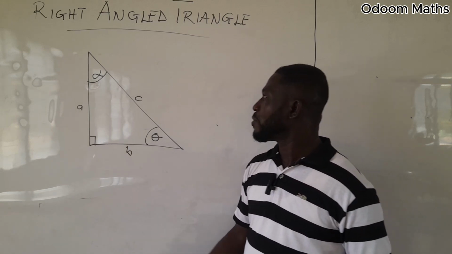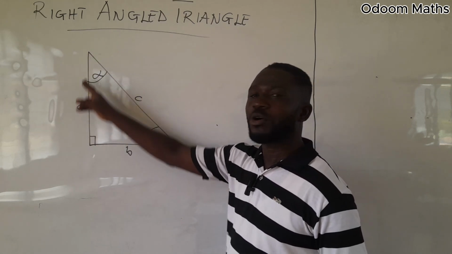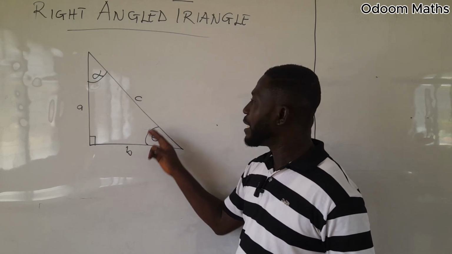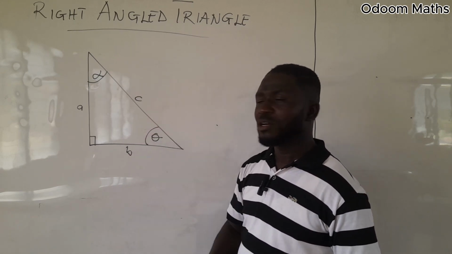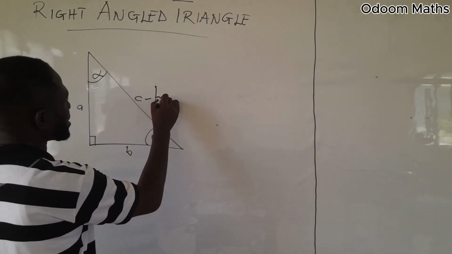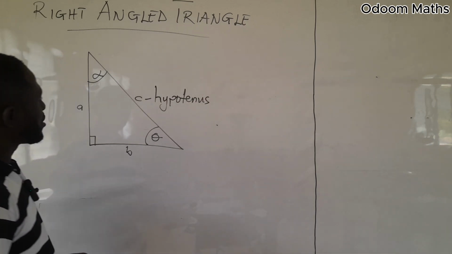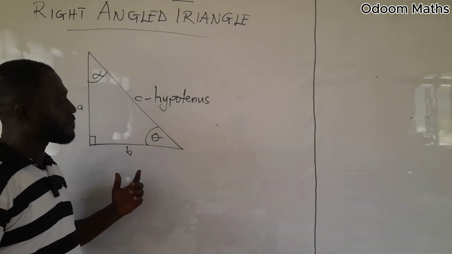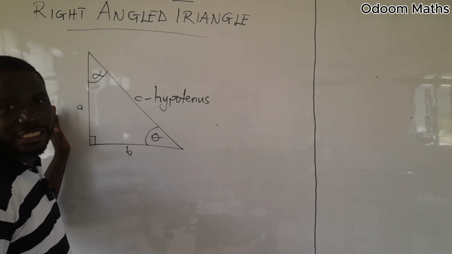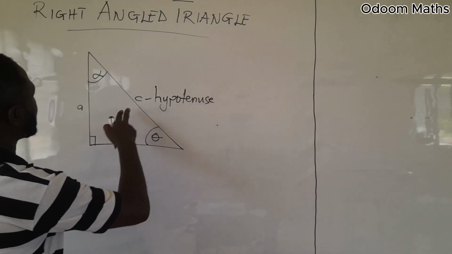Now, let's consider the names of the sides. According to this diagram, this side has been called A, then this has been B, and this side, the longest side, becomes C. The longest side is always the hypotenuse. Then, considering the angle we are making reference to, this can either be opposite or adjacent. The longest side is the hypotenuse and then the rest.